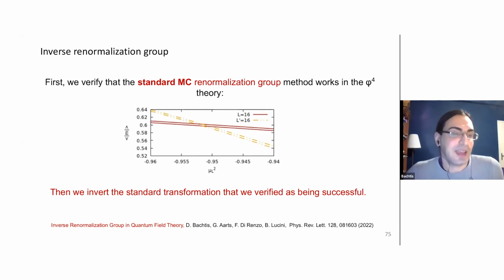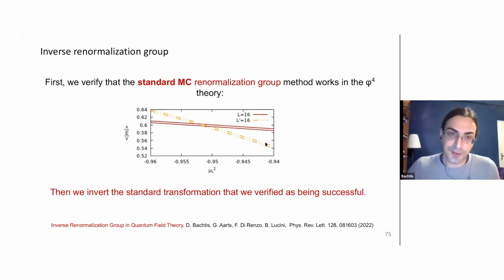So to make this explicit of how the method works, first we verify that the standard Monte Carlo renormalization group method works in the phi to the 4 theory. Here you can see the magnetization versus the squared mass for the case of the phi to the 4 theory, where we have applied the conventional renormalization group approach. And you can see that the proper behavior has emerged. Specifically, we have a critical fixed point and the system is driven far from the critical point. So we have the proper renormalization group flows.